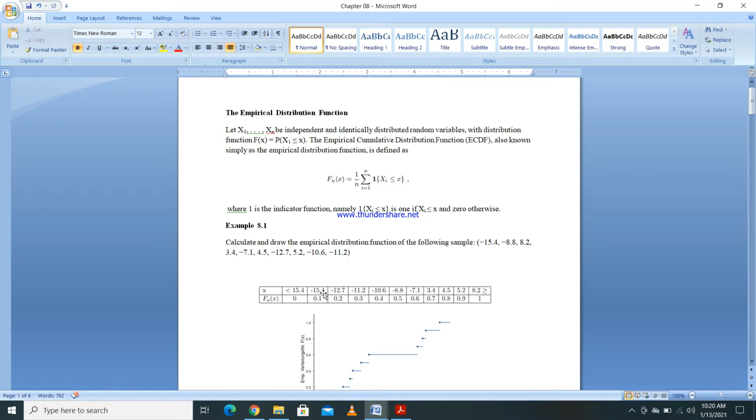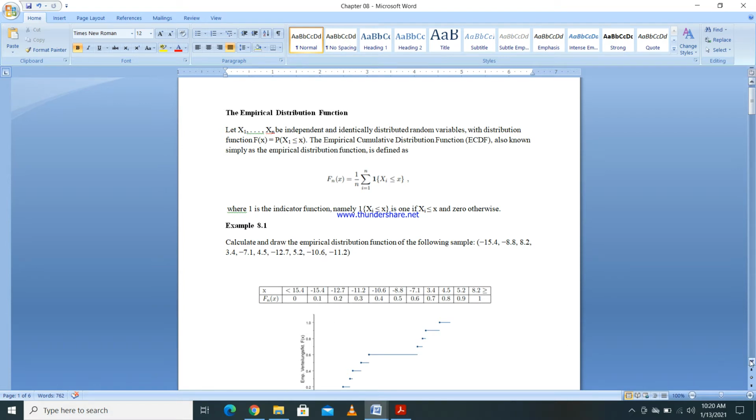Then at minus 15.4, how many values are less than or equal to minus 15.4? Only one value. And how many observations are in the sample? 1, 2, 3, 4, 5, 6, 7, 8, 9, 10. So 1 divided by 10 is 0.1. The next value is minus 12.7. How many values are less than or equal to minus 12.7? This one and this one, 2 values. You have 10 in the sample, so 2 divided by 10 is 0.2. Likewise you can get the values, and we call this the empirical distribution function.